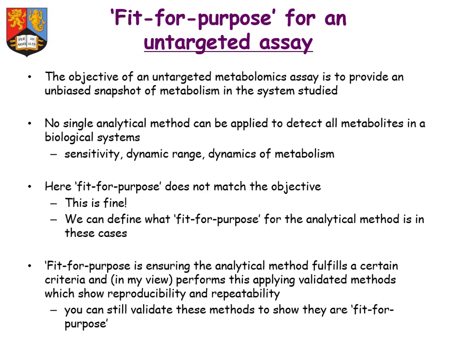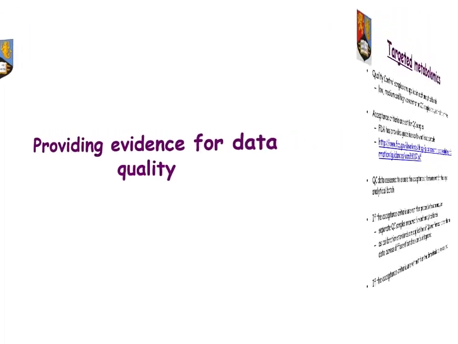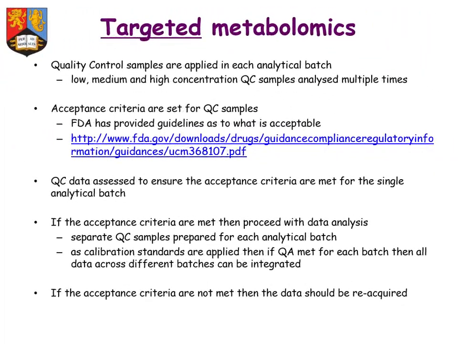And of course, you can still validate your assays to be able to do that, even for a non-targeted, untargeted study. So one very important aspect is providing evidence for data quality, and that can differ slightly between targeted and untargeted studies. So for targeted studies, again, very important, the FDA defines guidelines of what we should be doing, so have a look at the bioanalytical method guidelines for that.